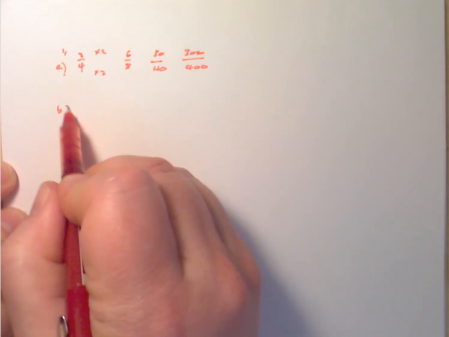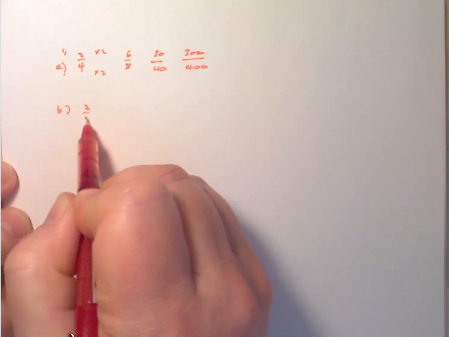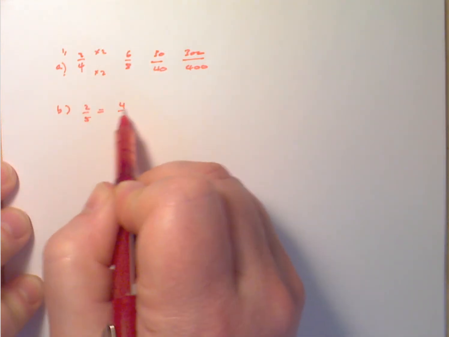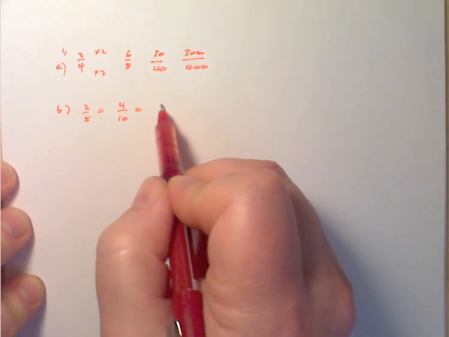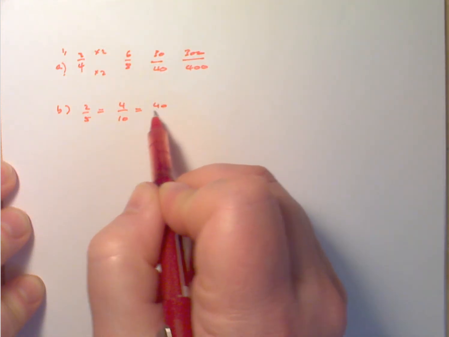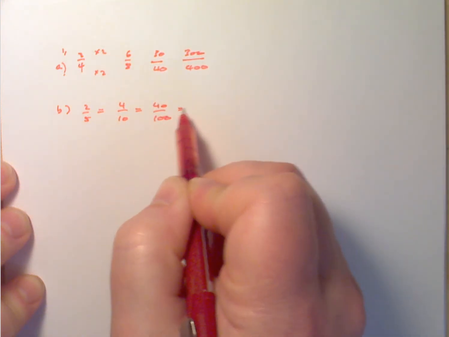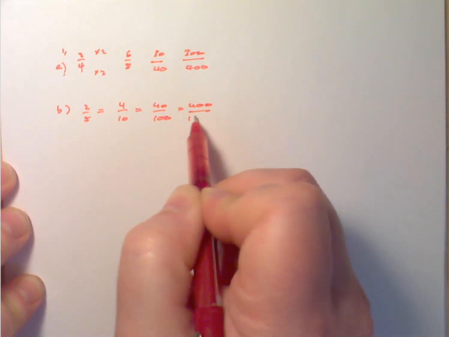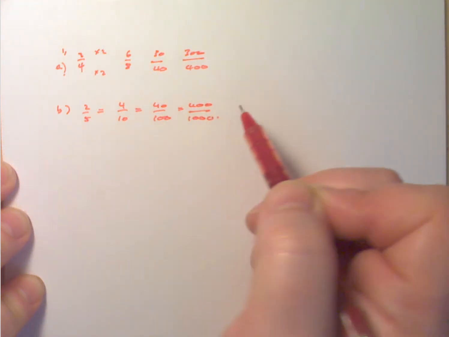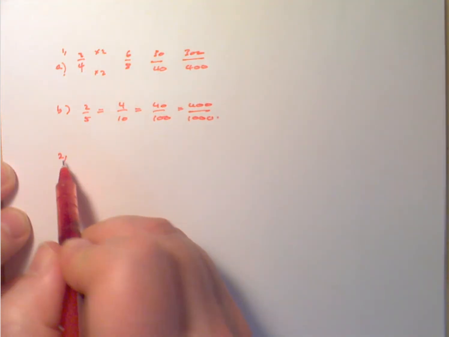Part B, I've got 2/5, so I can double to get 4/10. I can times by another 10, times by another 10. So it's very easy to generate lots of equivalent fractions. Question 2, we've got to match them.